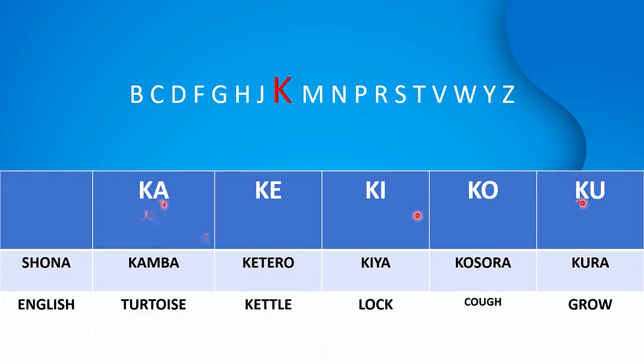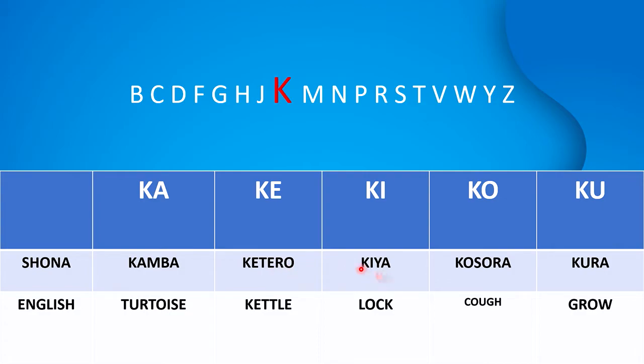So, giving you simple words. For Ka, we've got the Shona word Kamba. That's tortoise in English. For Ke, we've got Ketero. That's kettle in English. It looks like it's derived from the English word, but it's Ketero.